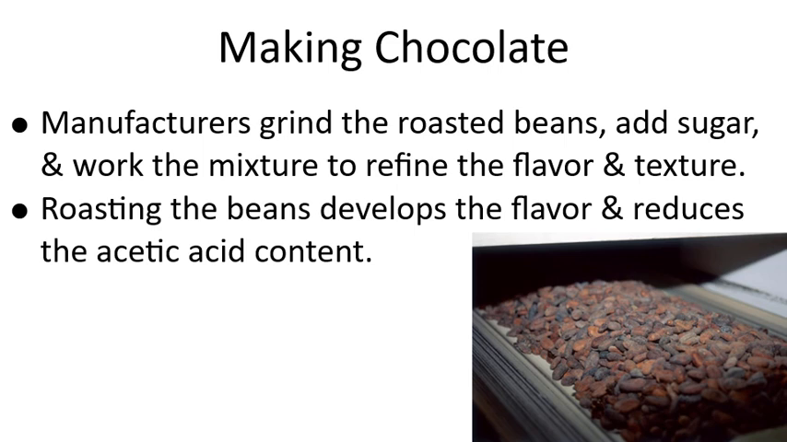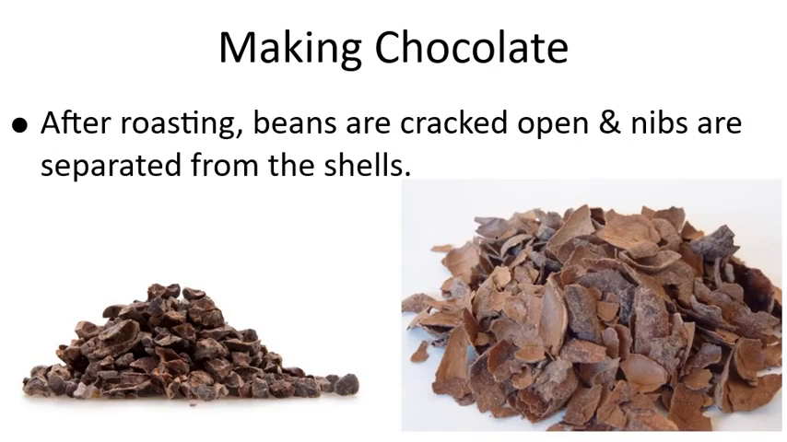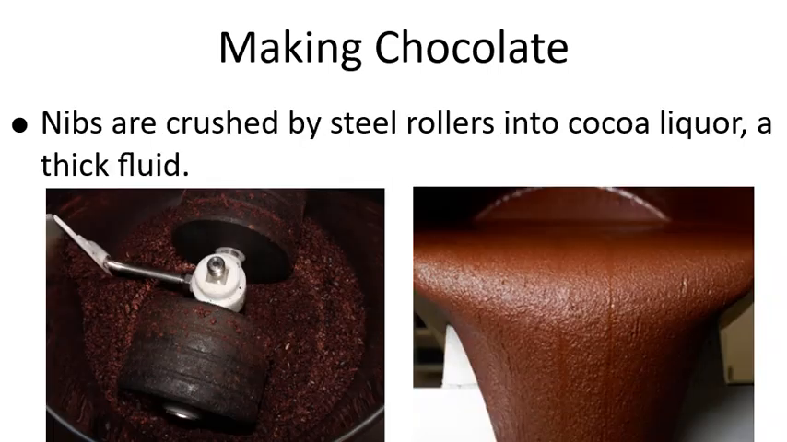They then grind the roasted beans, add sugar, and work the mixture to refine the flavor and texture. After the roasting process, the beans are cracked open and the nibs, the more flavorful bits on the inside, are separated from the less tasty shells. In a modern factory, the nibs are then crushed by large steel rollers into a thick fluid called cocoa liquor.